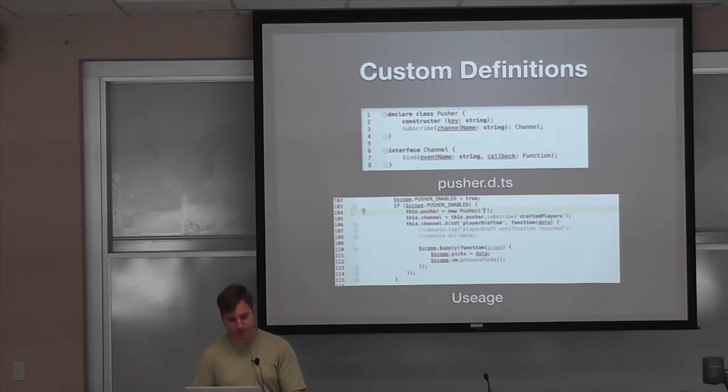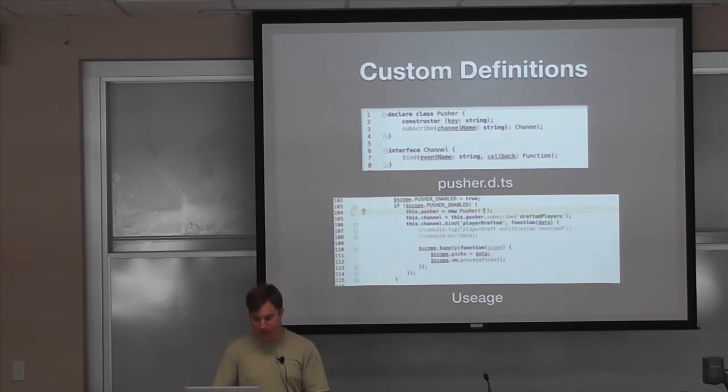It's not very large, but I thought I made a good example here. So you simply say declare class, and I called it Pusher, since that's what you use in their API nomenclature, and I said that class had a constructor that takes a string, and it has a method on it called subscribe that takes in a channel name that's a string, and it returns a channel. And then I set channel up as an interface, and I said that it had a bind method, again with a string and a callback function as part of it.